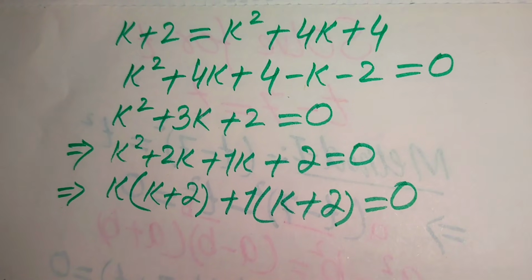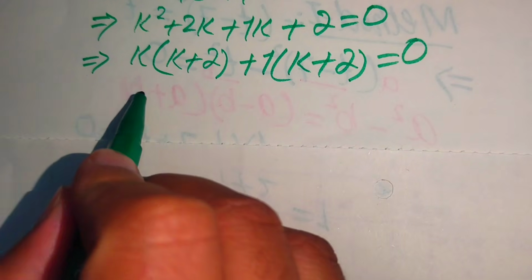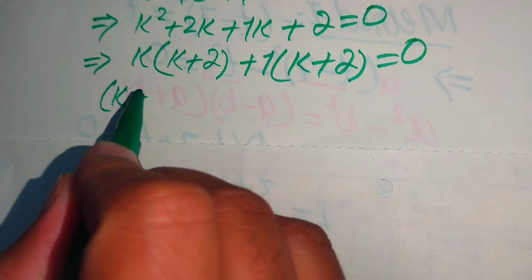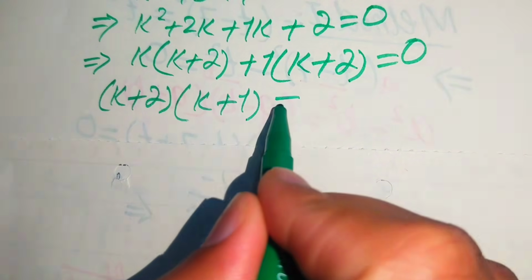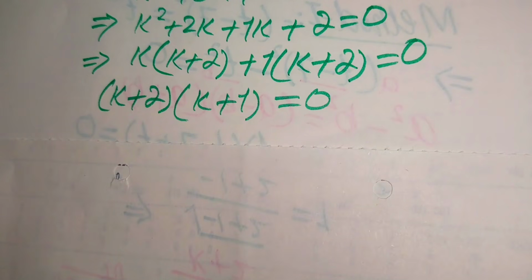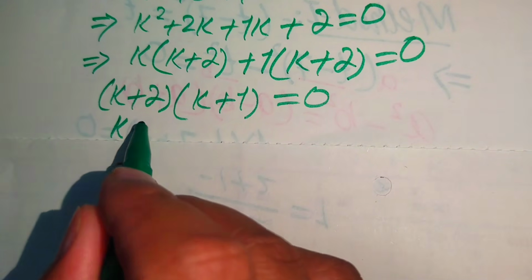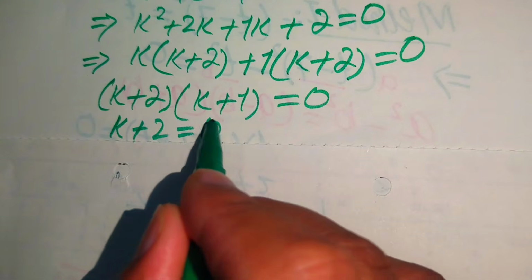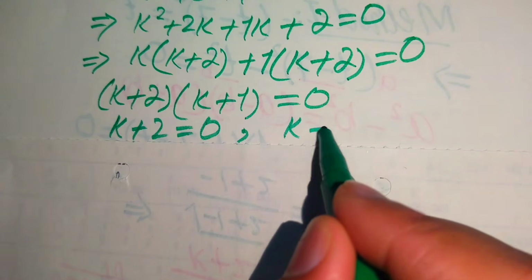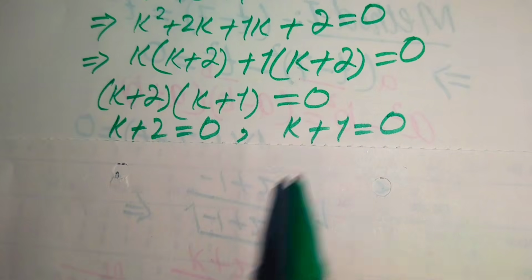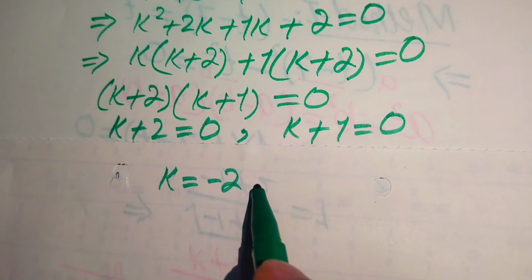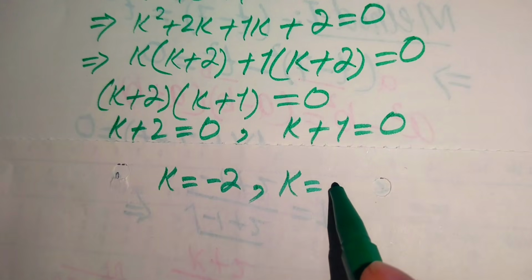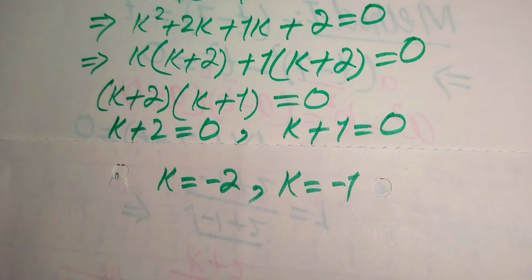So further in the next step, you see here we need to take common k plus 2 on both of these two terms, and we get the remaining values k plus 1, and this whole equation is equal to 0. And now we divide this equation into two cases. The first case is we write k plus 2 is equal to 0, and the second case is we write k plus 1 is equal to 0. And from here we get the value of k is equal to minus 2, and from here we get the value of k is equal to minus 1.